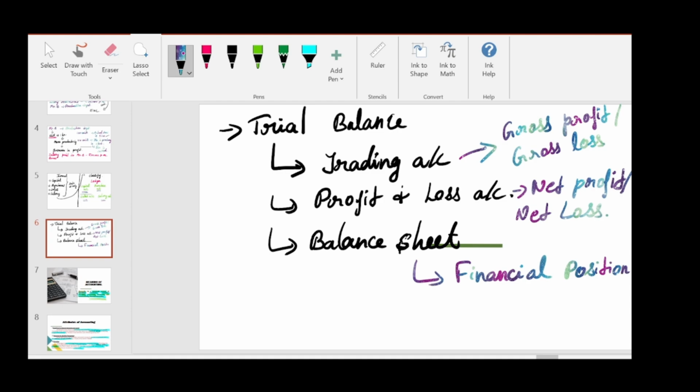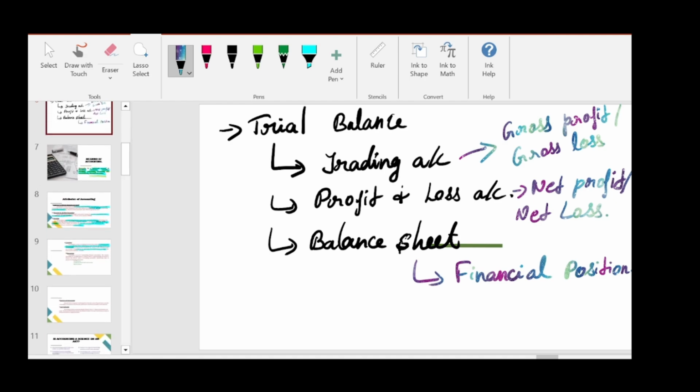Financial position of my company. Is my company doing well? Is it financially sound or not? I will know by preparing the balance sheet.